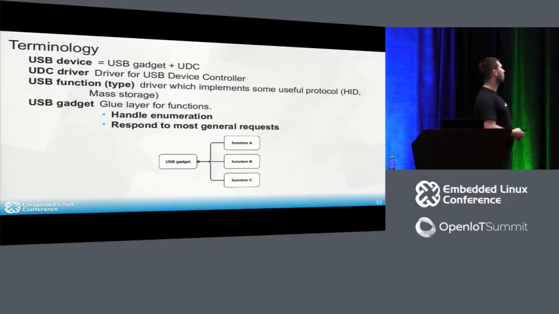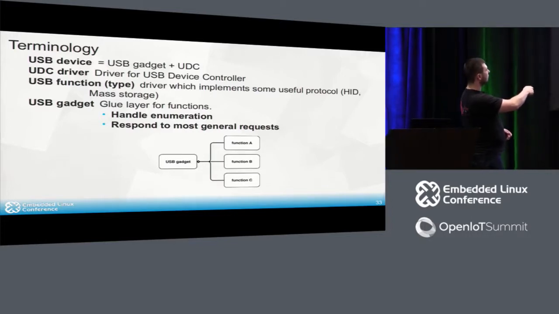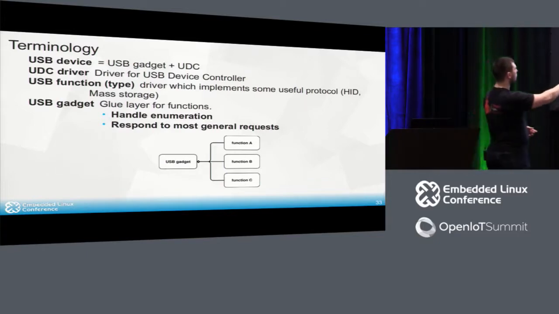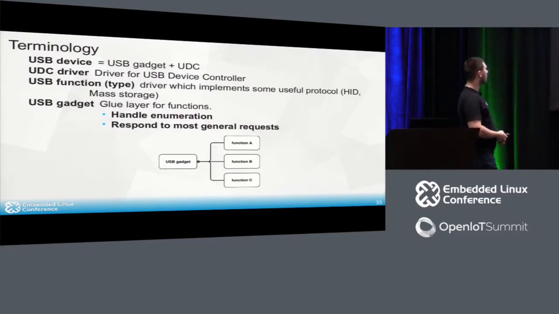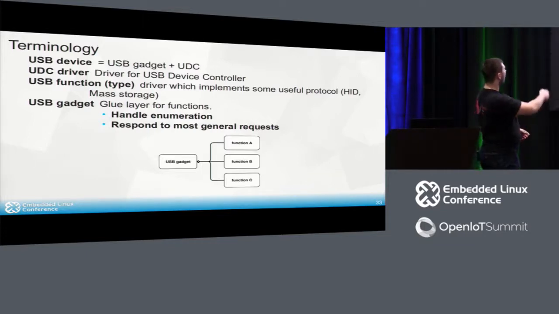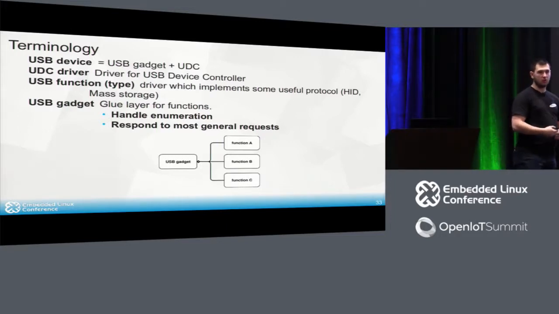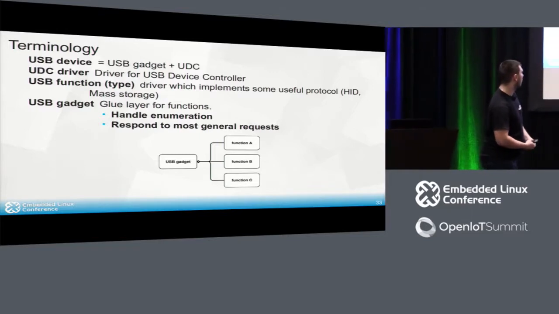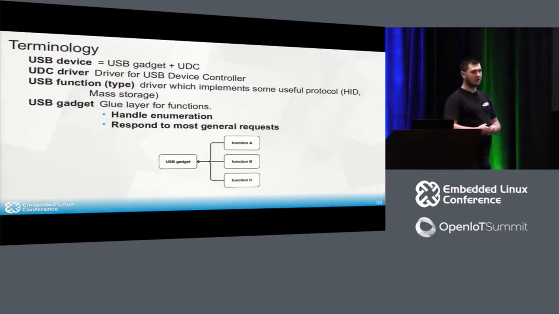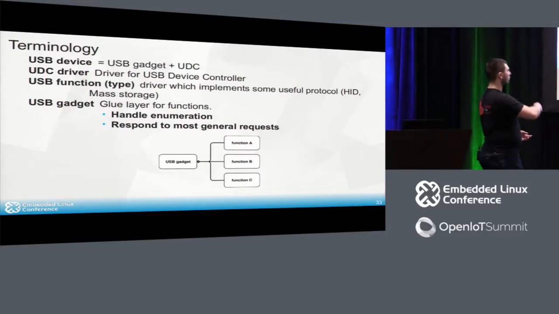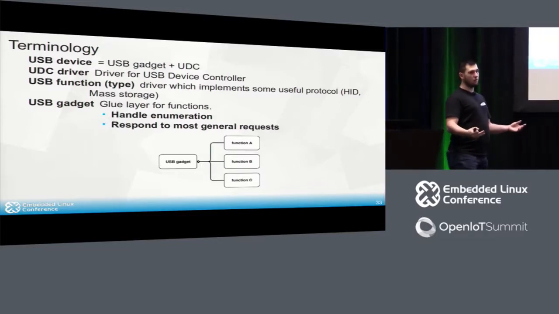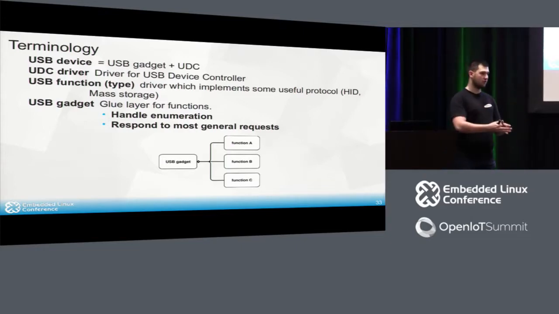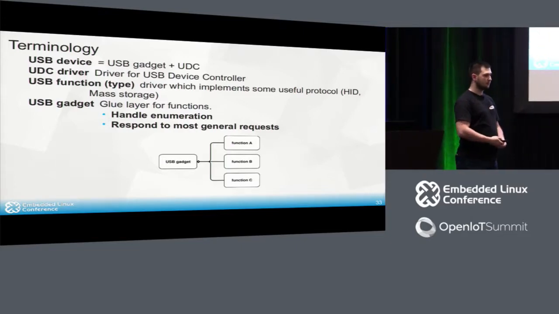A short introduction to the terminology. A USB device consists of the software part, which is called the USB gadget, and the hardware part, which is called the USB device controller. The UDC driver is, of course, a driver for this controller. And a USB function is a driver which implements some useful protocol, for example, the HID or the network. As the device is a composed device, the USB gadget driver is a glue layer which allows you to compose multiple functions into a single USB device.